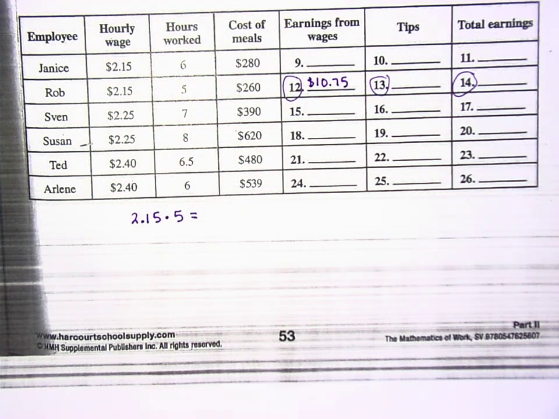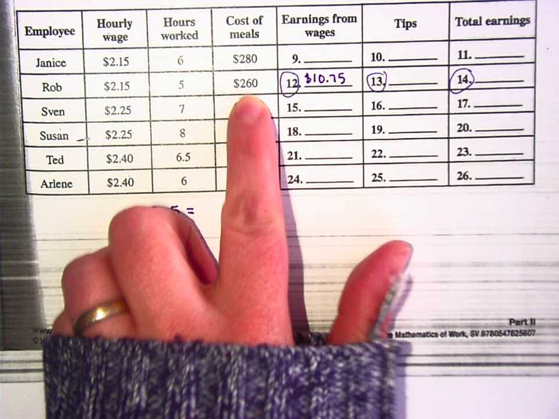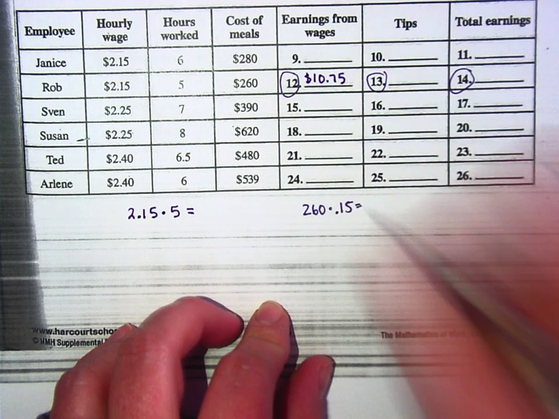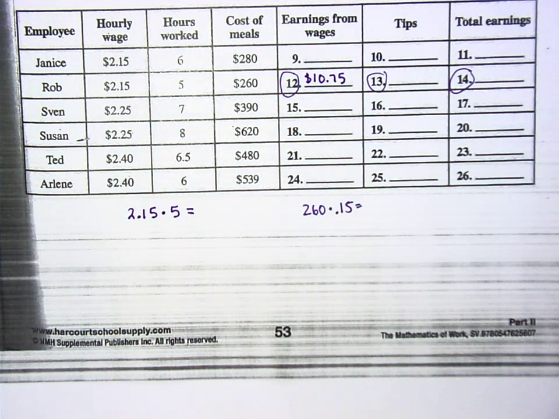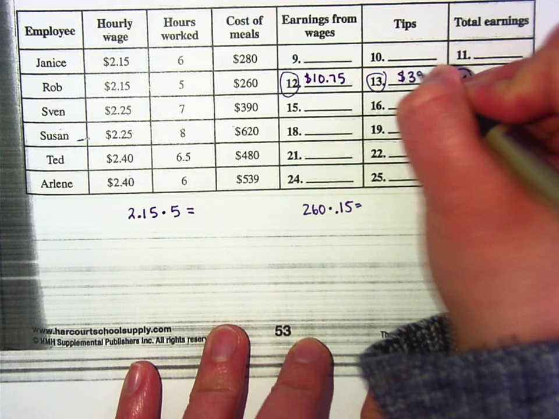Okay, now how do we figure out his tips? Let's look at the paragraph above the thing. It says, the resort adds 15% to the cost of the meals, and each person gets that amount as a tip. So the resort actually forces you to tip 15%, which is something that some places do. It's pretty rare around here, but very common at resort type places. So we're going to take this bill that was $260, multiply it by 0.15. 39. Okay. So they made $39 in tips.